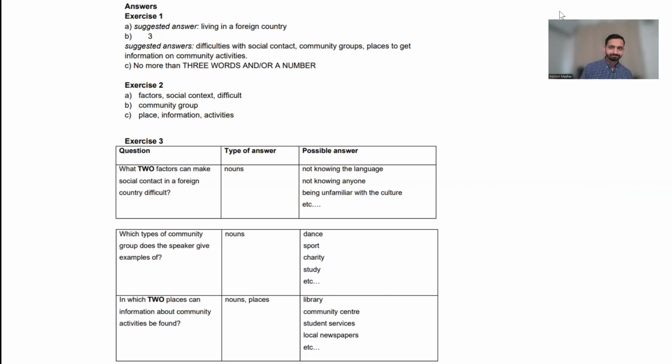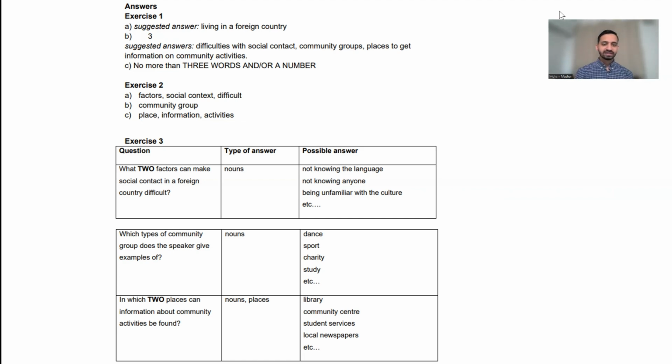Not knowing anyone, being unfamiliar with the culture, etc. Okay. Question number 2, what type of community groups does the speaker give examples of? Again, we're looking for a noun, right? So the type of communities could include dance, sport, charity, study, etc. There's one mention that is theater, but there might be more other communities that you can get in touch with.